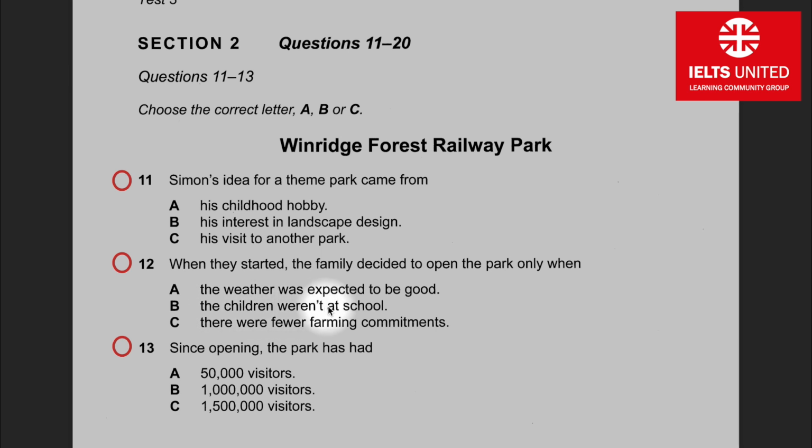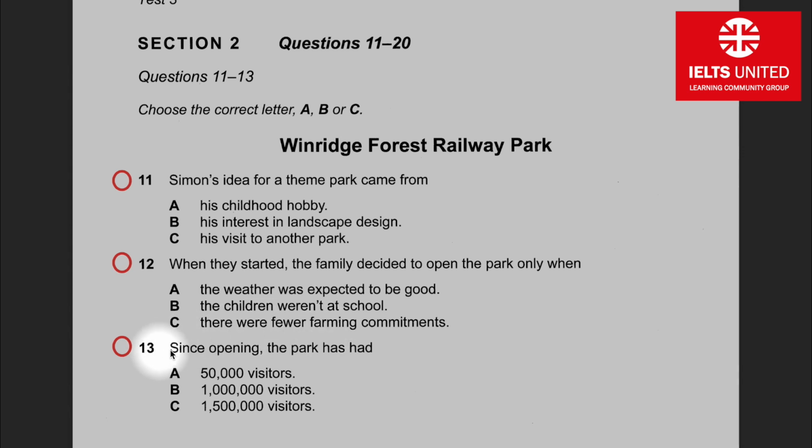B, when the children weren't at school, so think about words related to being a parent, like responsibilities, as well as summer holidays and words related to school. And C, there were fewer farming commitments. So again, commitments is a synonym with responsibilities, and any time he talks about farming, whether it's animals or crops, that could give us a clue that it might be C.